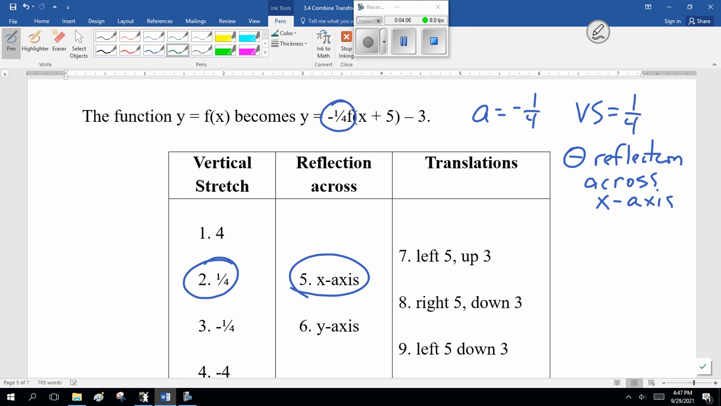The other trick here, this is x minus minus 5. So which way are we going? We're going left 5 and down 3. Because c is minus 5 and d is minus 3. So we're going left 5 and down 3. So the correct answer for this is 259. Careful of the wording. And I warned you about that. It's a vertical stretch of 1/4 and a reflection. So your vertical stretch is 1/4. All right.